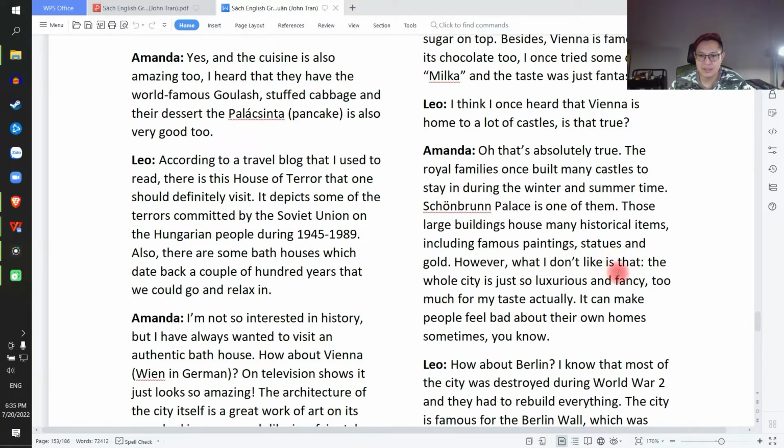Tuy nhiên cái mà tôi không thích là nguyên cả cái thành phố nó xa hoa lắm và nó fancy, nó nhìn đẹp đẽ quá nhiều cho cái gu của tôi. Ý là tôi không thích đến mức như vậy. It means that she doesn't really like it that much. Nó có thể làm cho con người ta cảm thấy tệ về những ngôi nhà của riêng họ, tại thấy sang quá, nhìn lại ngôi nhà của mình thấy gớm chẳng hạn. Like if it looks too luxurious and fancy and they look at their own home, they can feel bad.